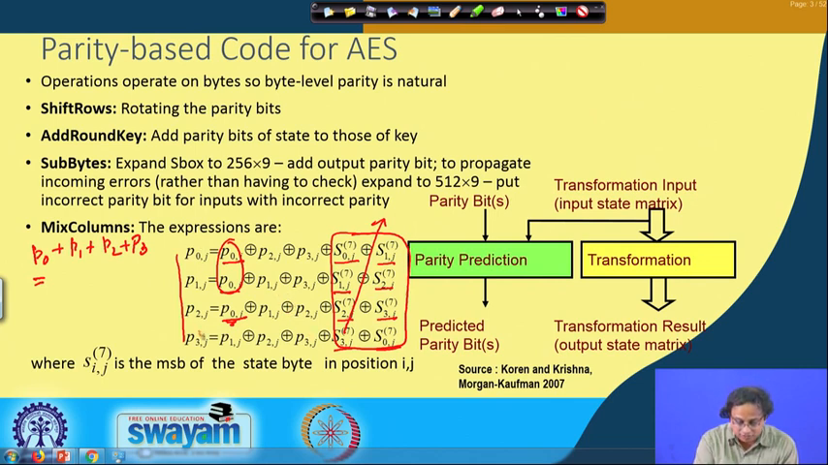So, the parity of this column does not change actually. That is a property of the mixed column. You can verify this very easily without performing any complicated Galois multiplication and so on. And that can lead to a very efficient check using parity. This is depicted here: you can use this parity prediction logic to predict the parity output, and then you can compare after using this logic.